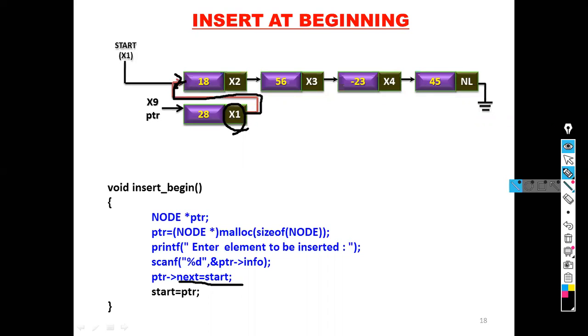Okay. Then what is the next one? Start equal to ptr. You can see now the start is pointing to the newly created node. So 28 will become the first node. 18 will become the second node of the linked list. All of it clear?